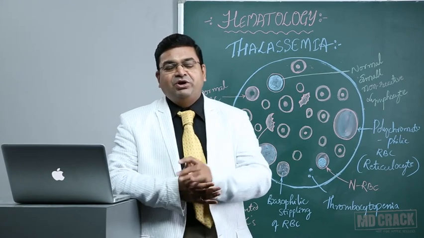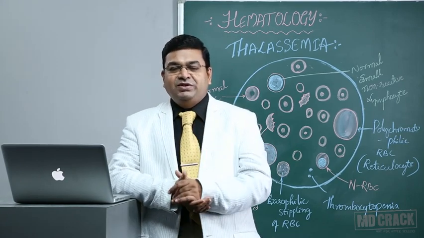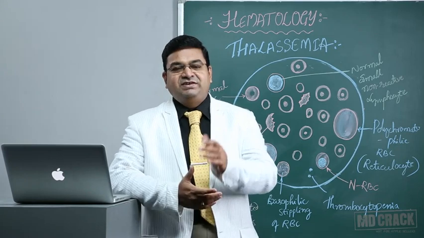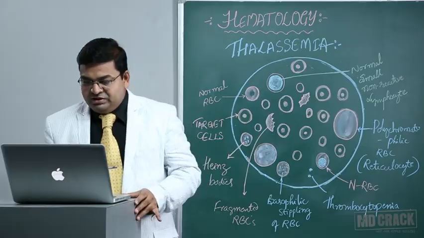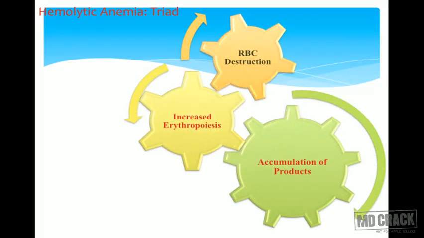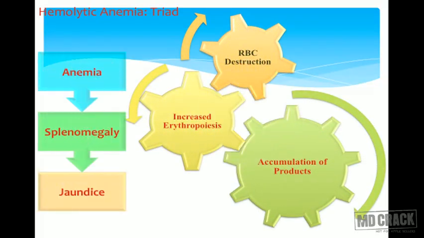So this is one of the important hemolytic anemias, mainly due to the globin chain synthesis defect. So let us have the details of thalassemia. Always remember the triad of hemolytic anemias, that is anemia, splenomegaly, jaundice. It is a clinical triad. Why will there be anemia? Anemia is mainly due to the RBC destruction.